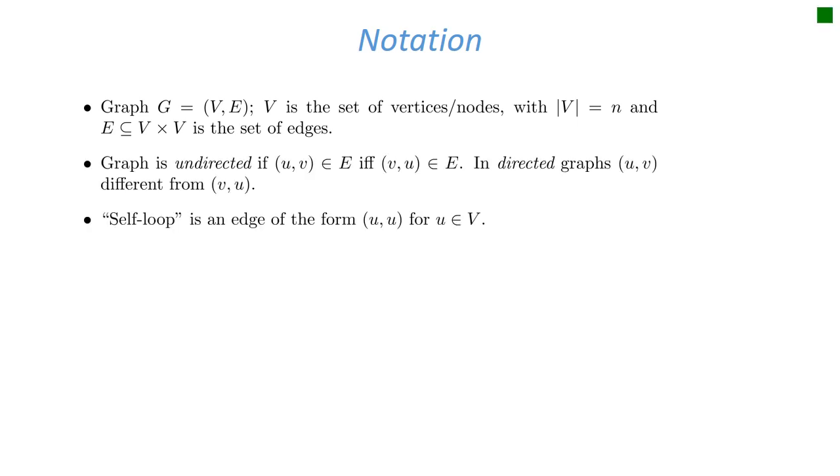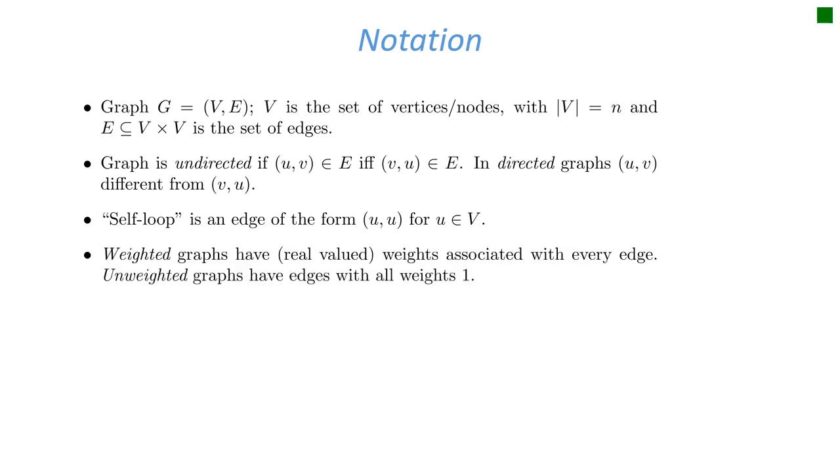We say that a graph is undirected if (u, v) is an edge if and only if (v, u) is also an edge. In directed graphs, (u, v) is different from (v, u). A self loop in a graph is an edge of the form (u, u) for some vertex u. Weighted graphs have real valued weights associated with every edge, whereas unweighted graphs have edges with all weights 1 without loss of generality.